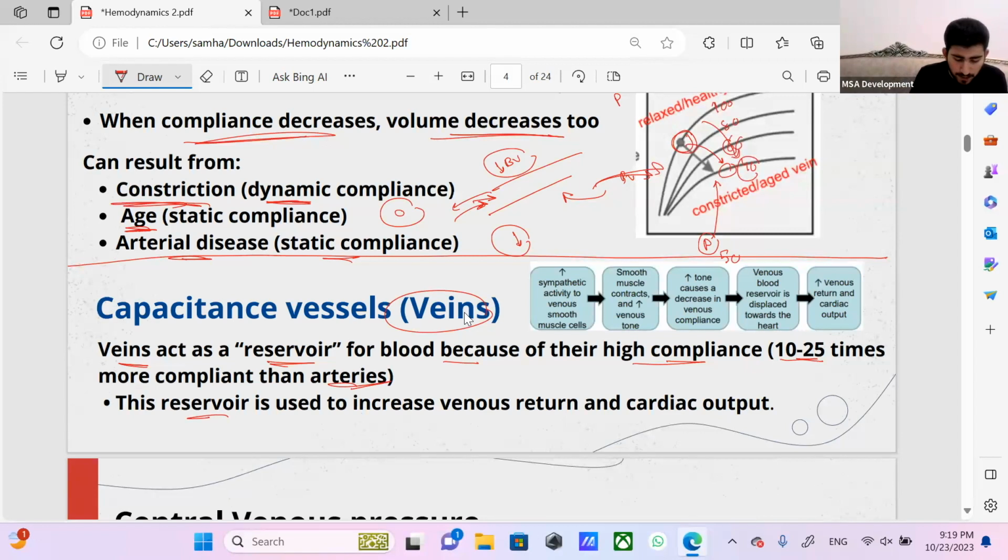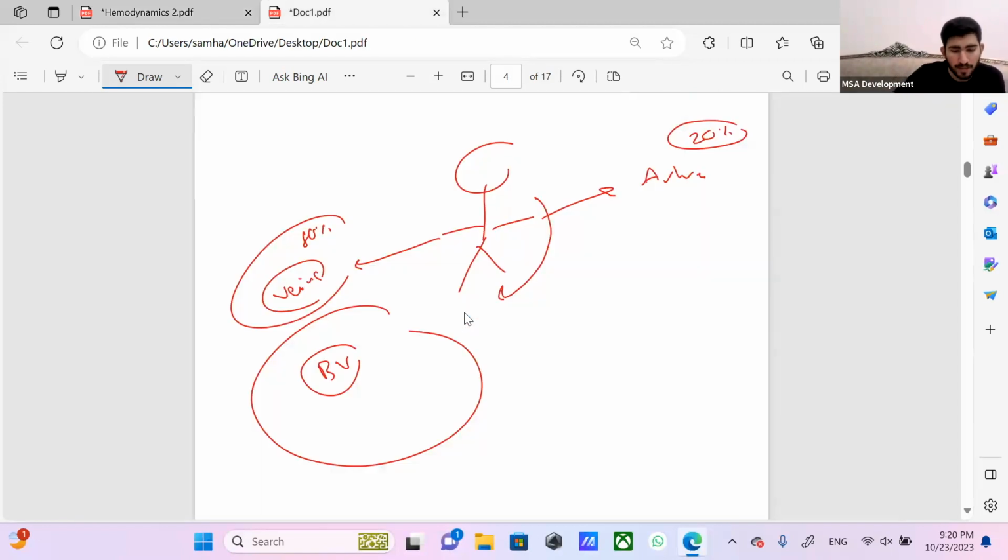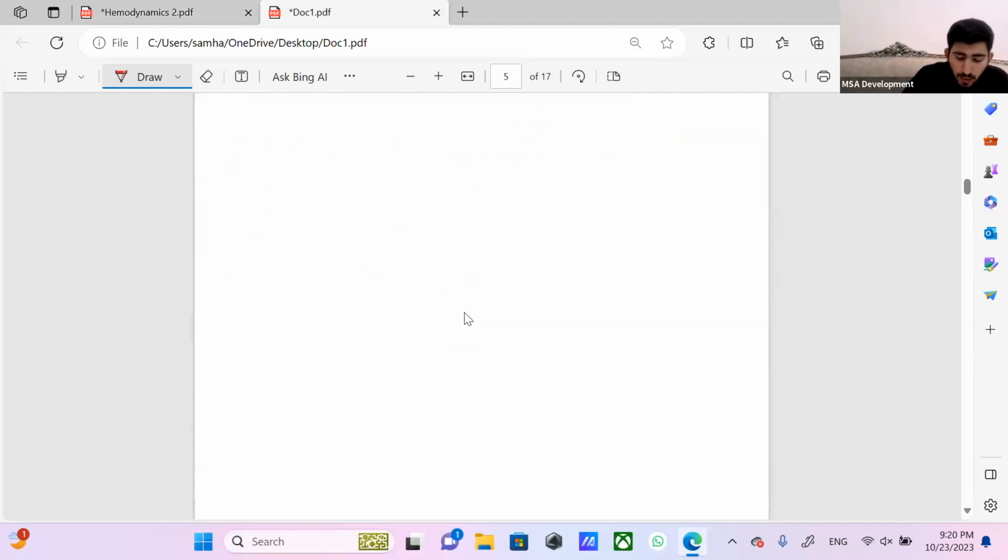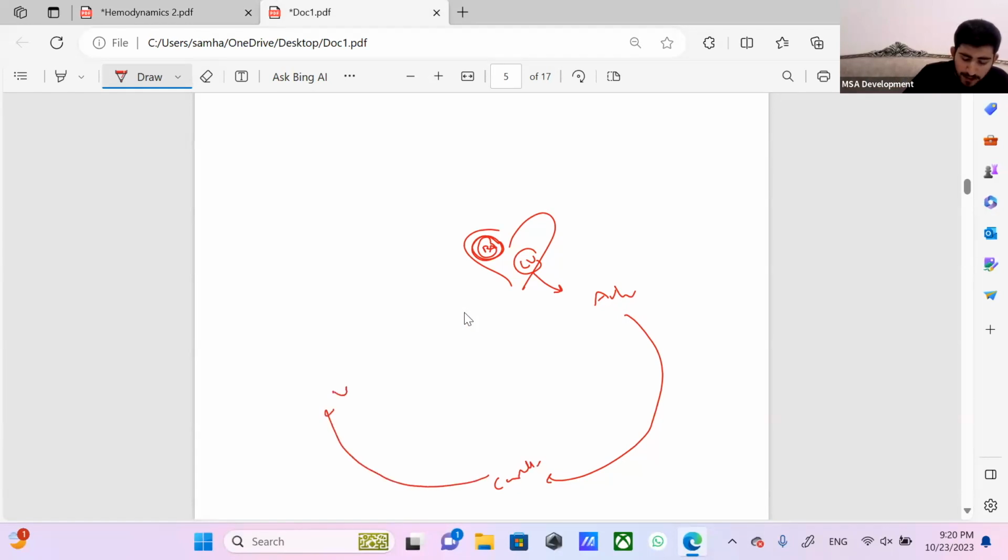And this reservoir is used to increase venous return and cardiac output. Now, what does that mean? So now this is our heart. And here we have the right atrium, okay? This is the right atrium. And let's say this is the left ventricle, and left ventricle is related to arteries, right? The blood will move through arteries to capillaries, and then from capillaries to veins, and then from veins to the right atrium once again, okay?